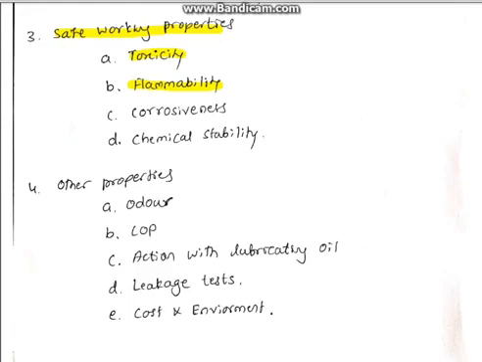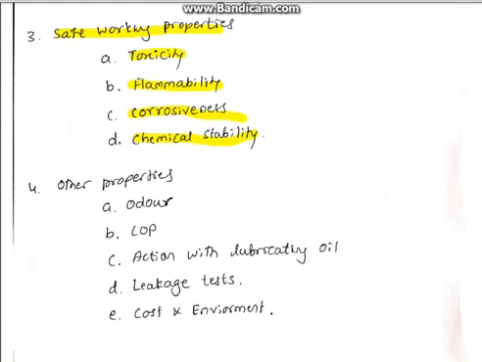Third point is corrosiveness. A good refrigerant should be non-corrosive to prevent corrosion of the metallic parts of the refrigerator. Next point is chemical stability. An ideal refrigerant should be chemically stable and should not decompose under the operating conditions.